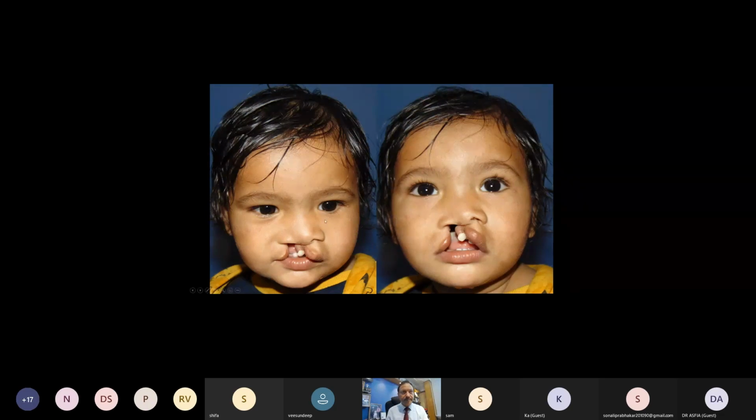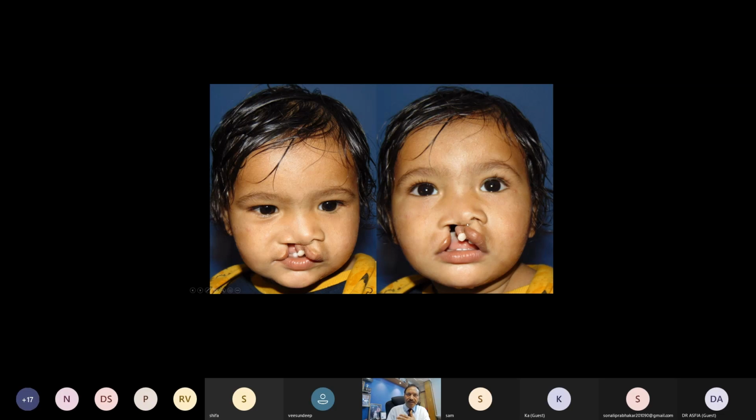Now, even more severe, you can see this is a complete cleft of the lip, alveolus, as well as palate. And just look at the alar base. It has almost become horizontal, right? So this has been pulled apart so much that it has almost become horizontal. The base of the columella has been severely pulled towards the normal side, while the tip has become so wide.